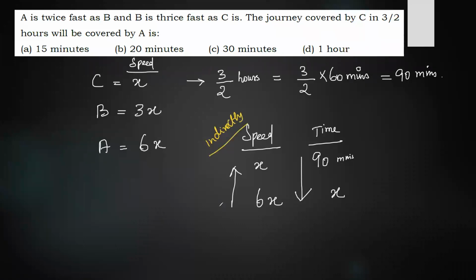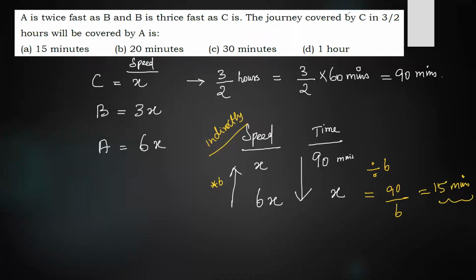Here it is 6 times increased, so definitely this will be 6 times decrease, since it's indirect. From x it becomes 6x. So 6 times increased, in the same ratio, 6 times it will decrease. So 90 divided by 6. The answer is 15 minutes.